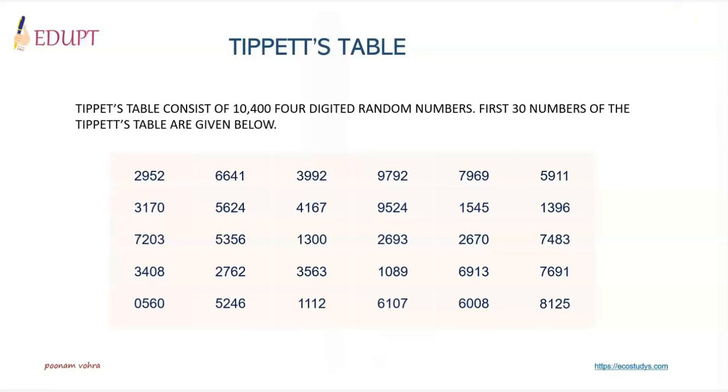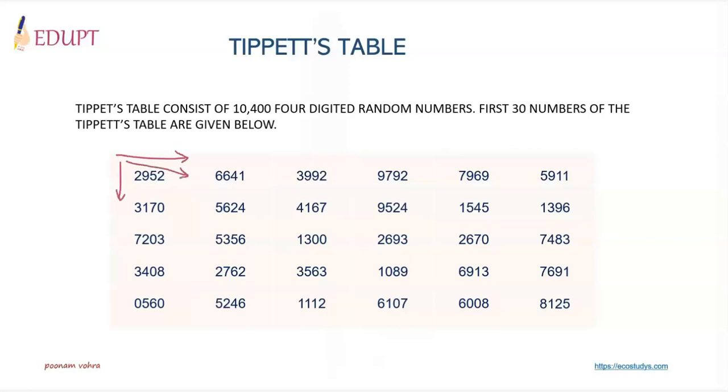Here, the first 30 numbers of Tippett's table are given. One needs to pick up a sample of 20 students. So all those roll numbers will be picked up which are less than 4,000. So one can start either column wise or row wise or diagonally.